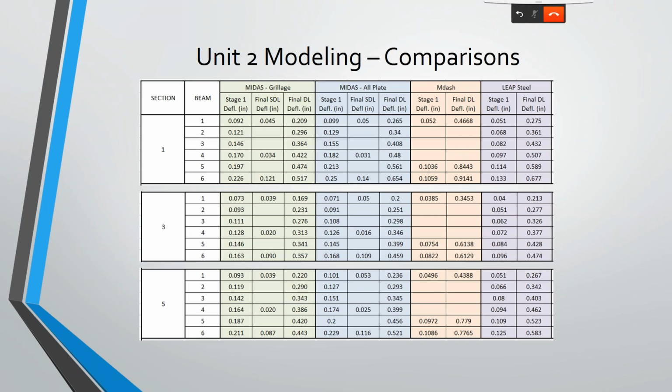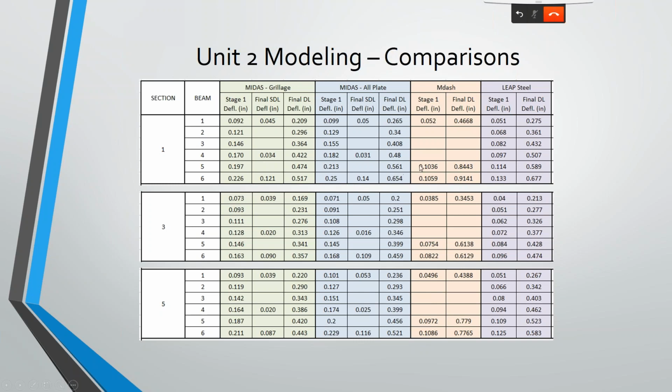So here are some comparisons between the different modeling types. We have our Midas grillage, our Midas all plate or full 3D, our MDASH and V-load, and our LEAP Steel. Some items of note here: the Midas grillage, you can see, underestimated slightly the deflections when compared to the all plate. The LEAP Steel grillage overestimated slightly those same deflections. And then the MDASH, the girder line, very much overestimated.